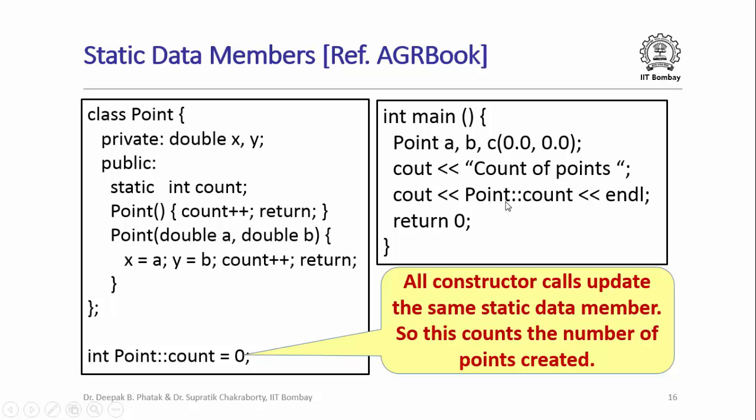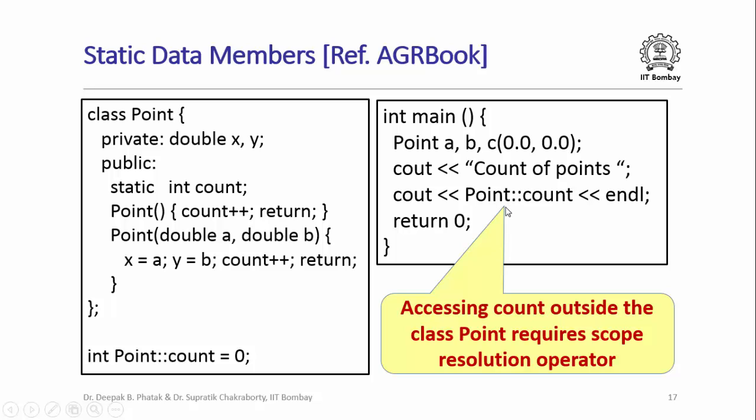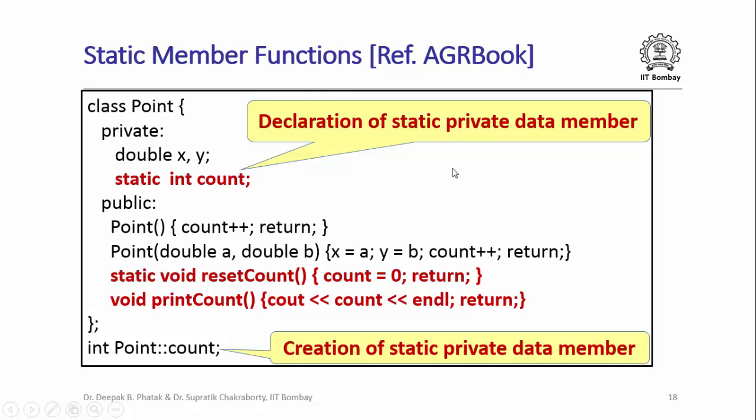Now I'm able to access the static data member of the class point in the function main because it has been declared public over here. And of course, how do I access it? I'm going to access it through the scope resolution operator, because this tells that I'm trying to access the static data member count of the class point. Once again, this data member is not associated with any of these objects, but it is shared by all the three objects. Now I could also declare static data members to be private.